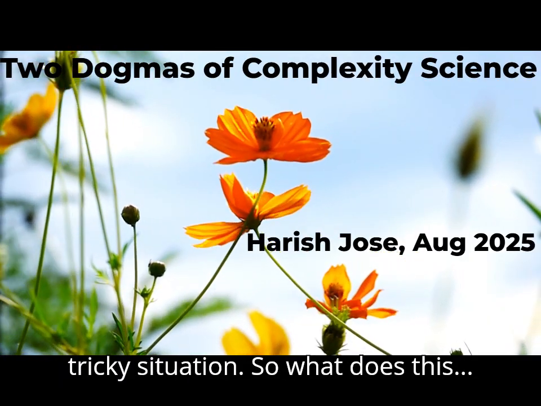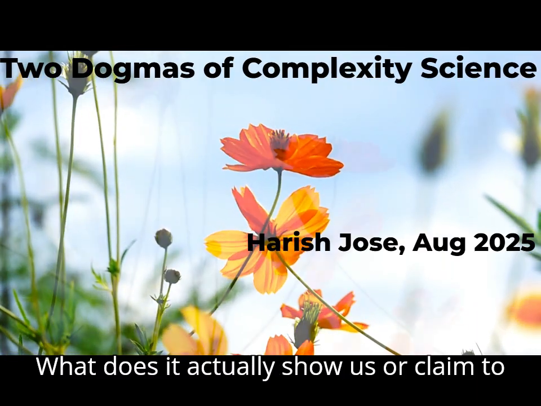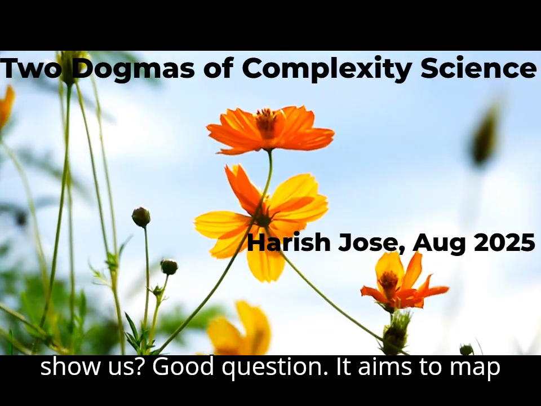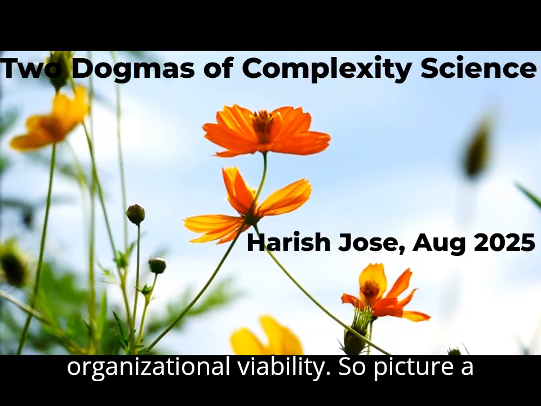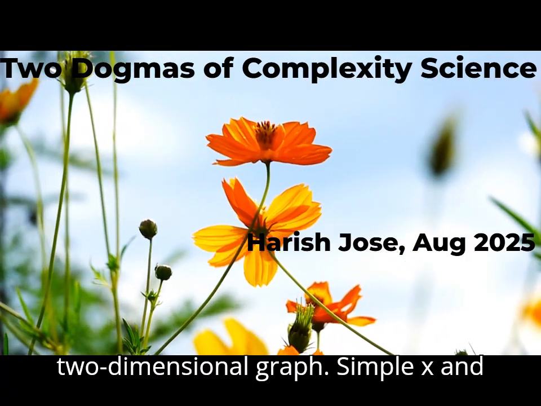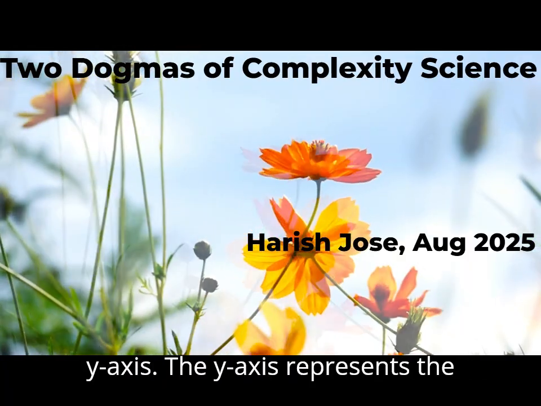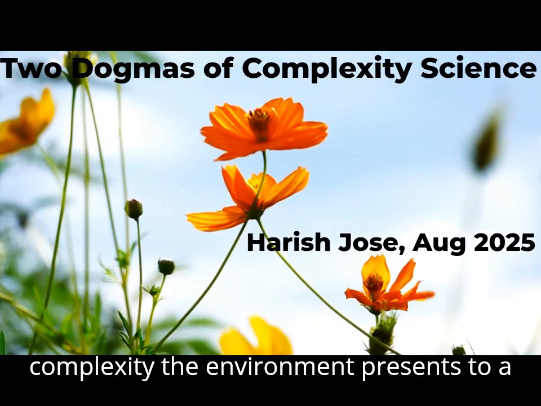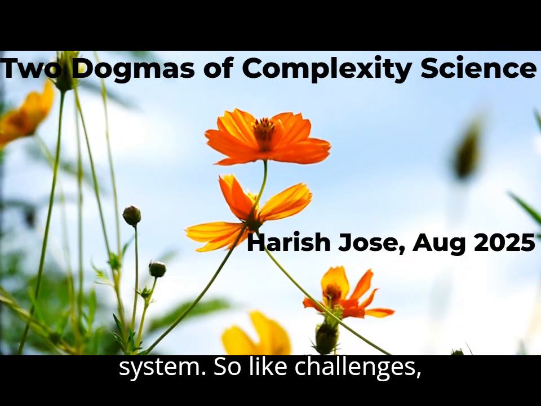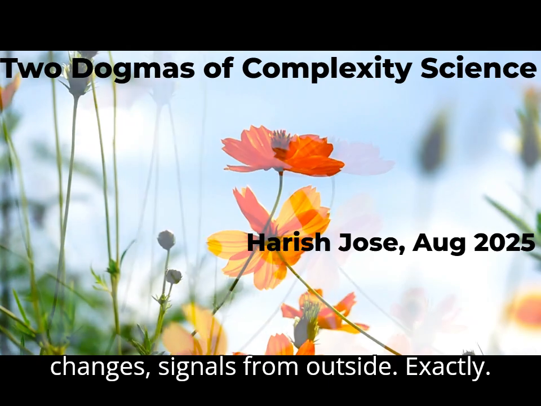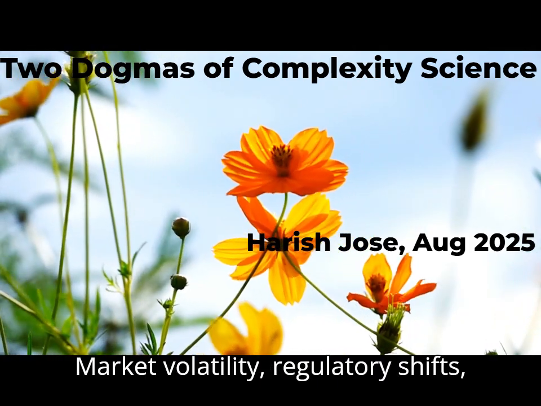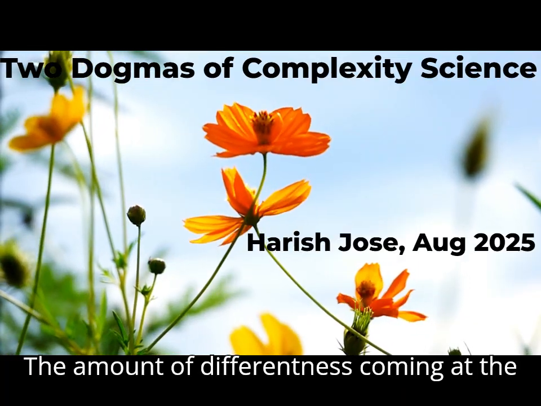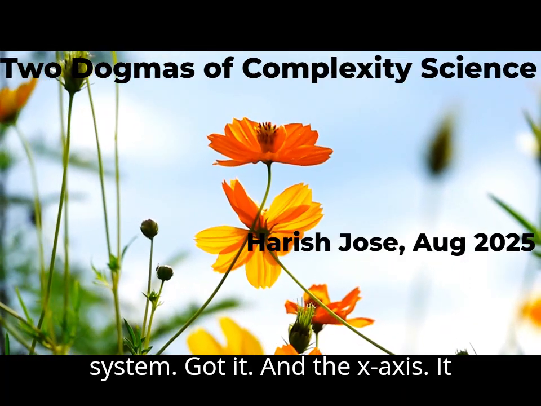So what does the seductive chart, as you called it, actually show us or claim to show us? Good question. It aims to map organizational viability. So picture a two-dimensional graph, simple X and Y axis. The Y-axis represents the variety of stimuli, basically how much complexity the environment presents to a system. So like challenges, changes, signals from outside. Exactly. Market volatility, regulatory shifts, competitive pressures, all that stuff. The amount of differentness coming at the system. Got it. And the X-axis.